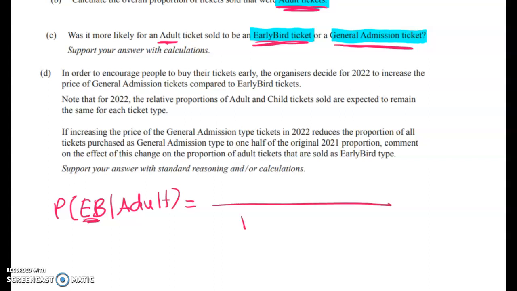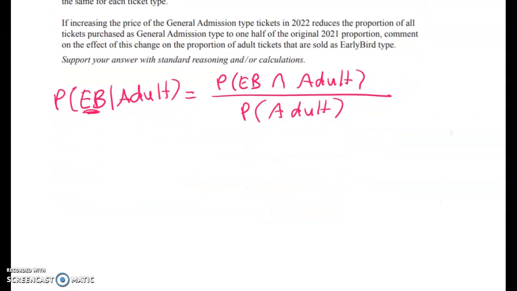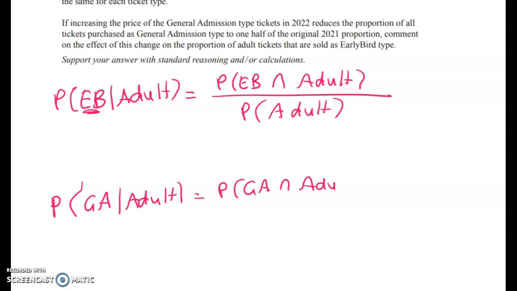To figure that out, we're looking at the probability of having an adult ticket and then the probability that we've got both the early bird and the adult ticket. And we're going to do that calculation, and then we're going to do the same thing for the general admission. Now, in this case, because there are only 2 possibilities, we can actually figure out the second one as 1 minus the first, but I'll do the full working for it here anyway.